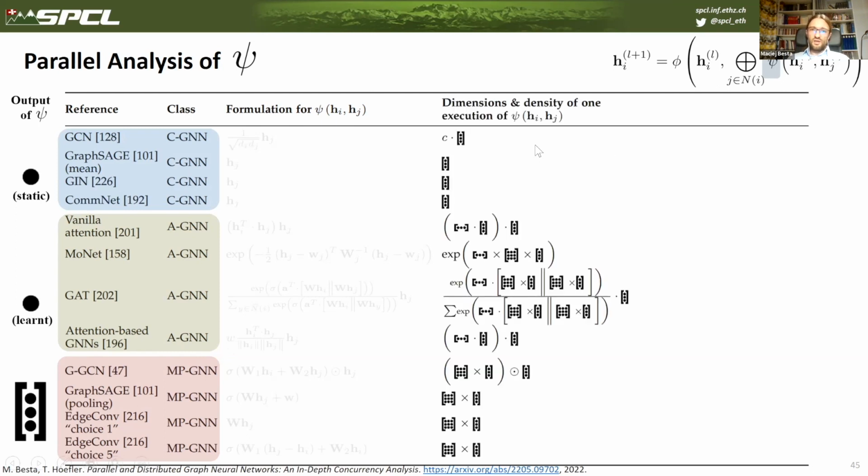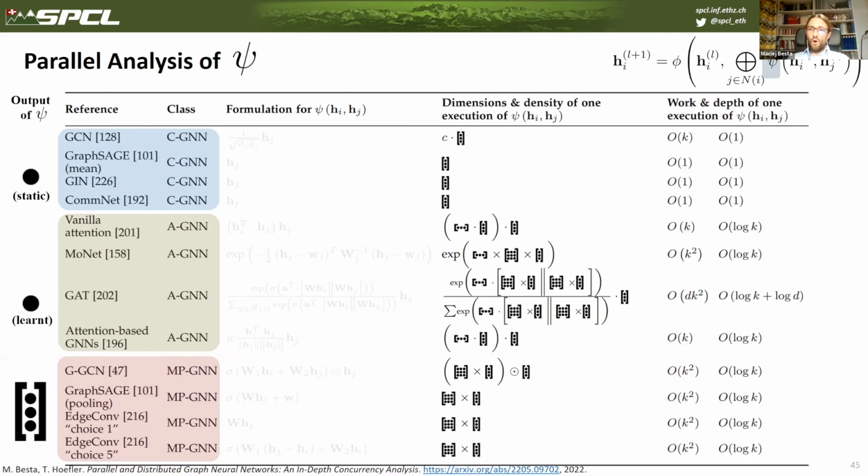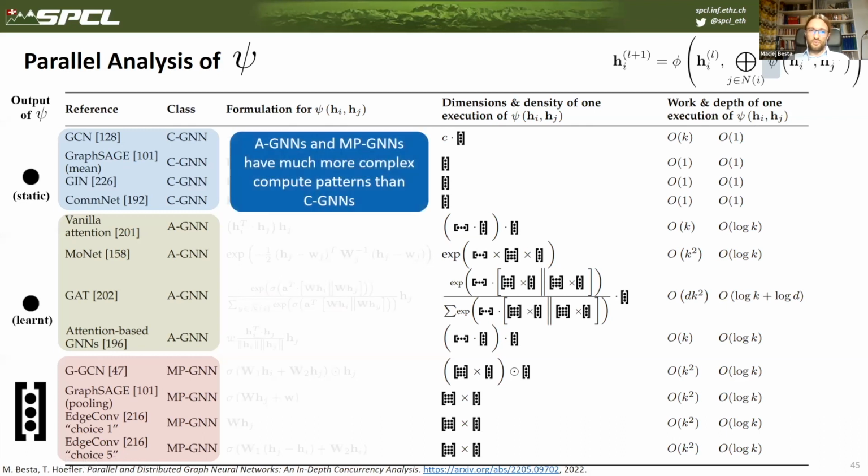Now what we did was analyze and derive the compute pattern for each of these models, right? So we again can see this complex compute pattern for the graph attention and the compute pattern for GCN, but also all the others, right? And we use this compute pattern to derive the work and depth of a single execution of this psi function here, right? And now let's take a look at some of the insights we got in the process.